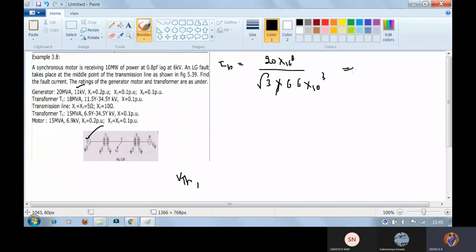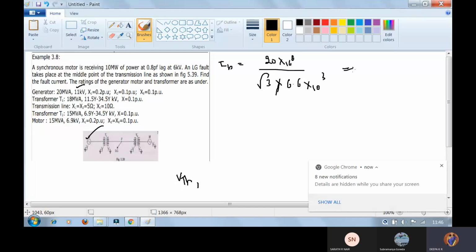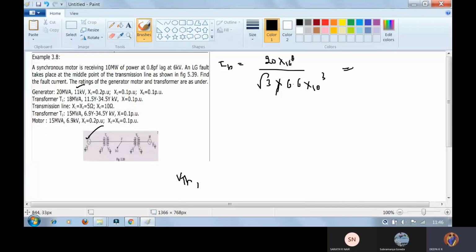Yes, Subramani, how much is the answer? I'm doing, ma'am, 2 minutes. Ma'am, that's 20 into what, ma'am? 10 to the power of 6. Okay. 20 MVA, right? New MVA. Yes, yes. 20 MVA.